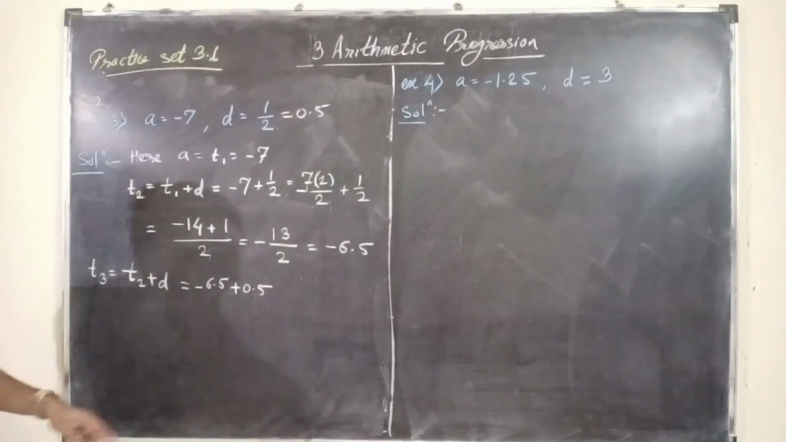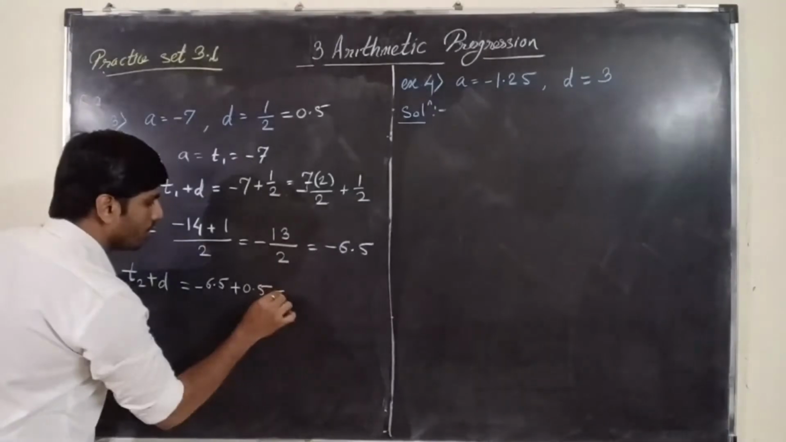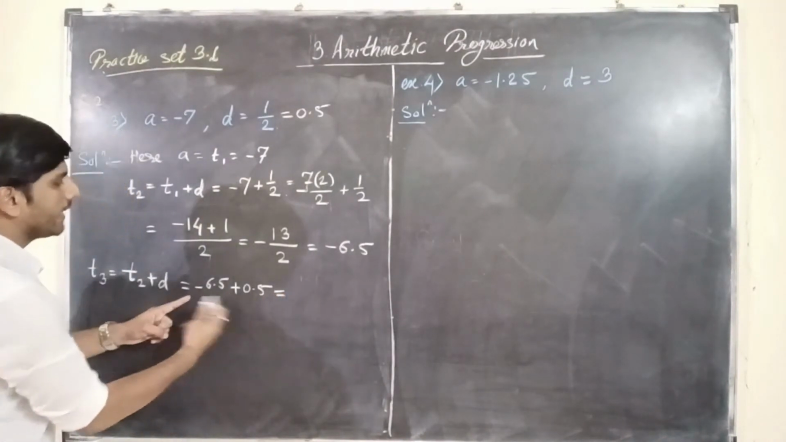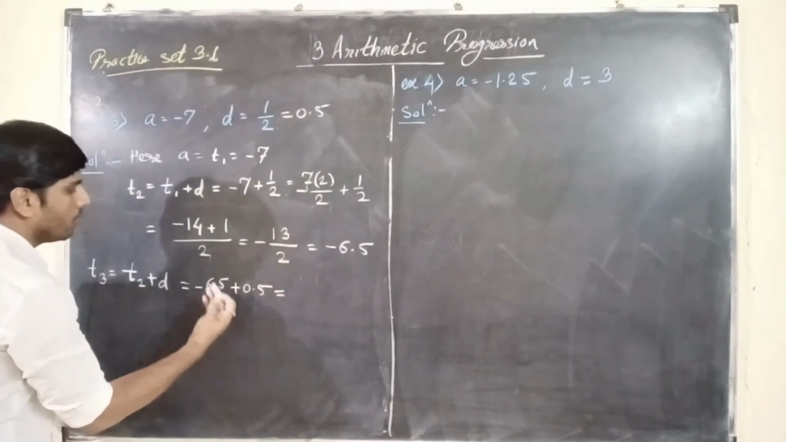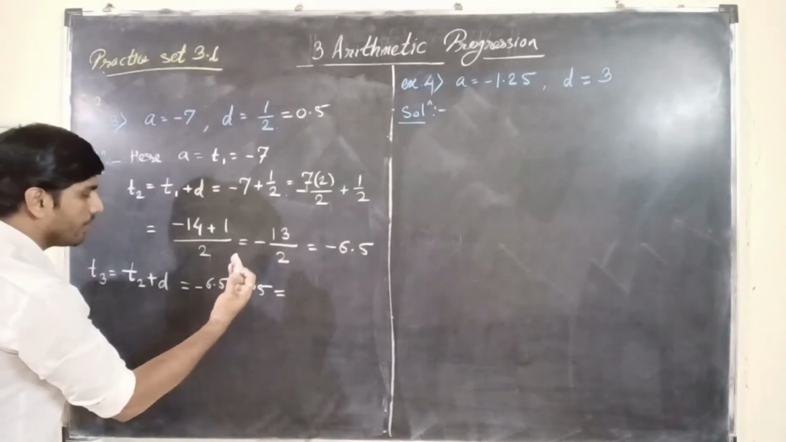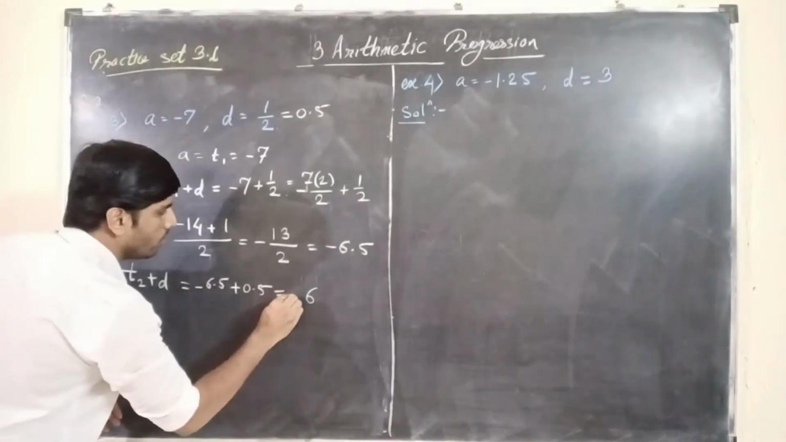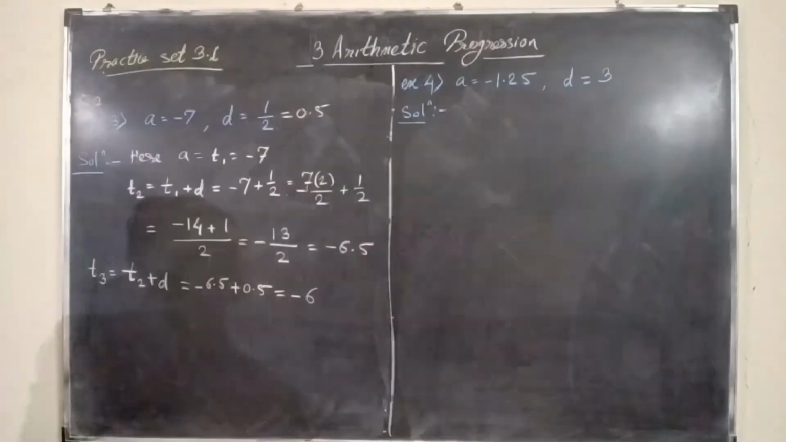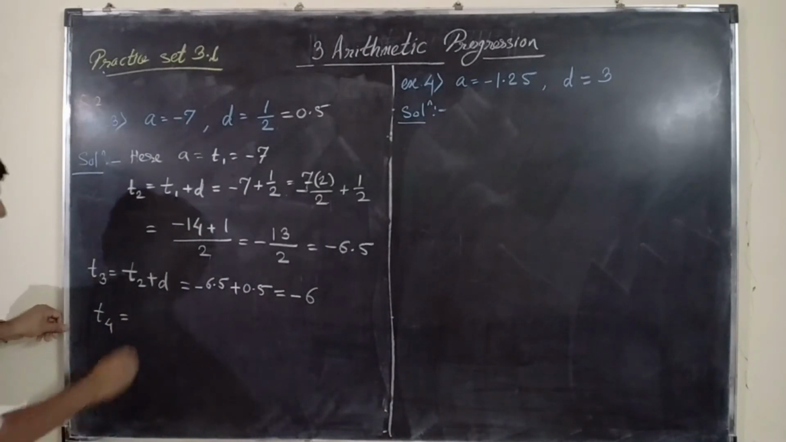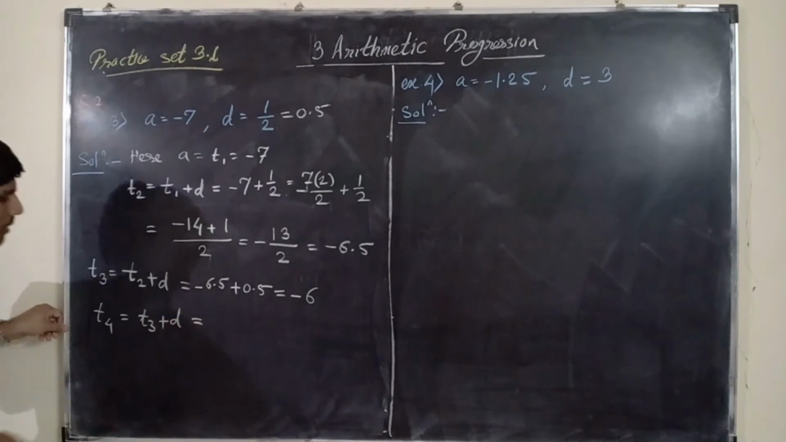Now here 6.5 is negative and 0.5 is positive. So you can write it as signs are opposite, so subtraction will take place. So 6.5 and 0.5, this difference is 6 and greater number sign, so this will become negative 6. Again we will find t4, which is equal to, again common difference plus previous term.